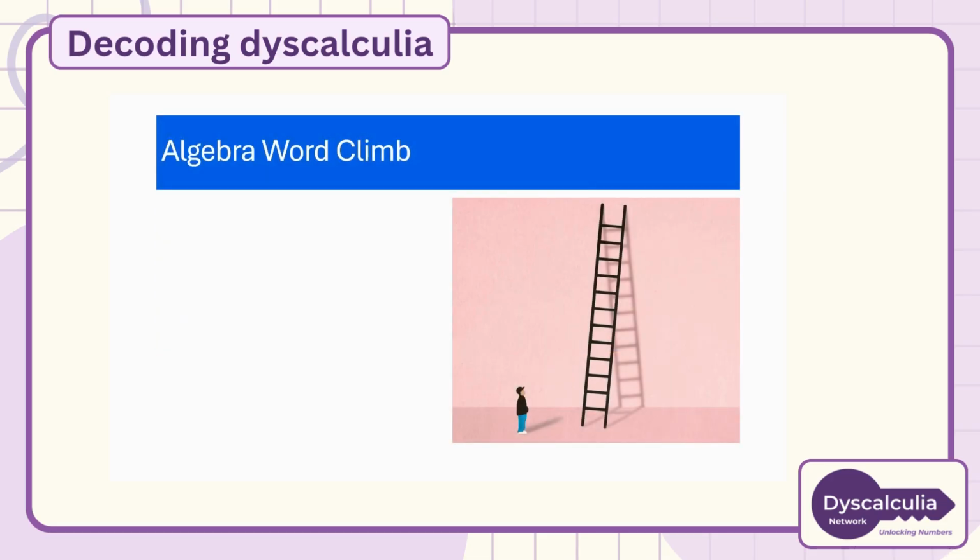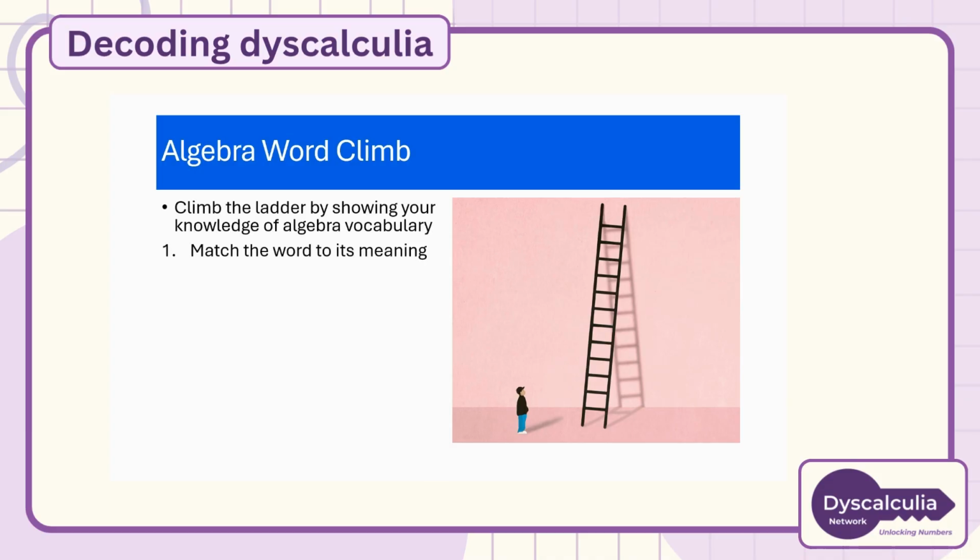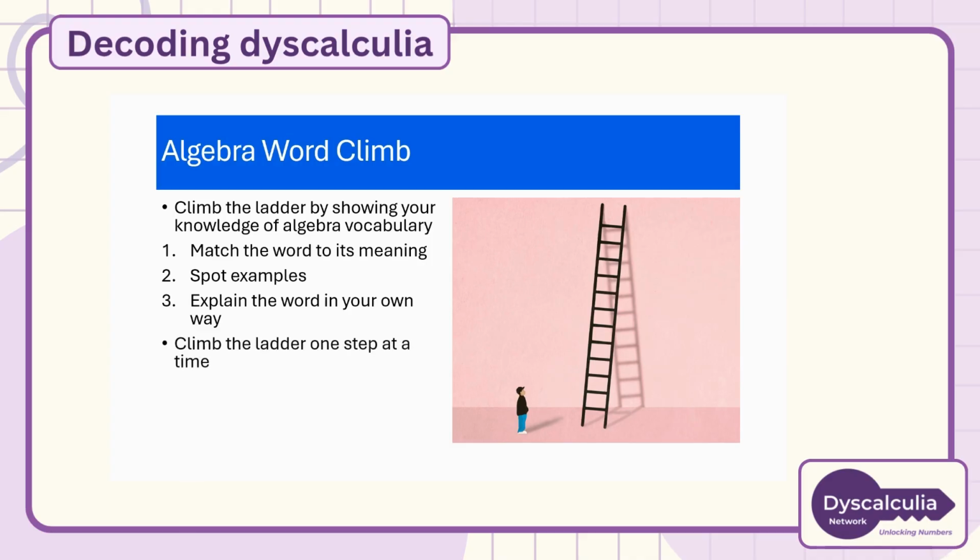Let's climb the ladder by demonstrating our knowledge of algebra vocabulary. Here's how it works. First, you need to match the word to its meaning. Then you need to identify an example. Finally, you will describe the word in your own way. Each correct answer will move you up a rung on the ladder. Each mistake and you'll slip down a rung. Let's try it with the word equation.